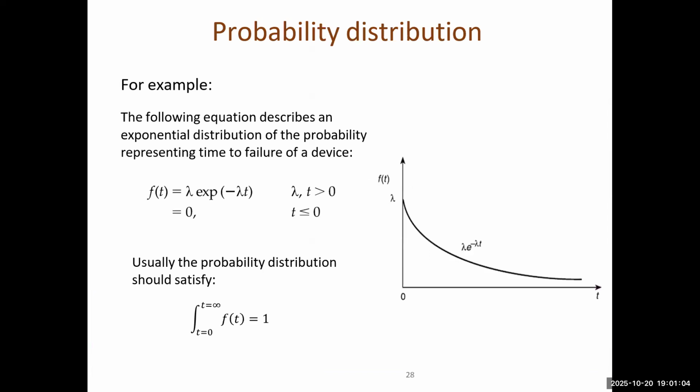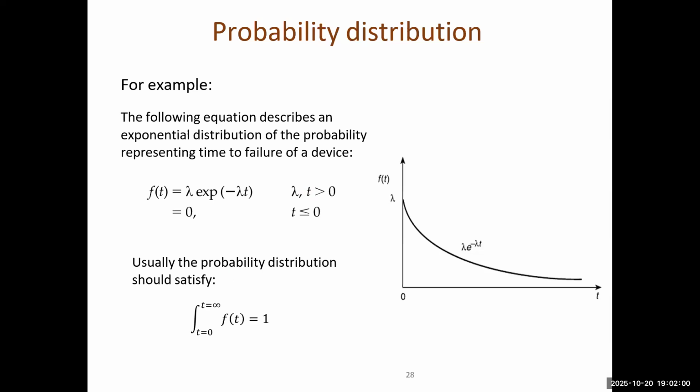So what is the key part of the probabilistic method? Anybody knows what is the key part of our probabilistic method? It is the probability distribution. So for example, this equation we're showing here describes an exponential distribution, which is often used to model the time to failure of a device. It should be noted that the total probability, the area under this curve, must always equal 1. And we can check, at any time, the failure of the device, the probability of this failure.